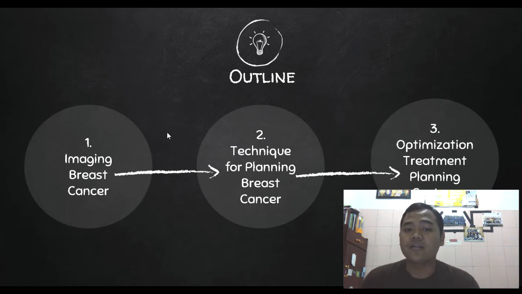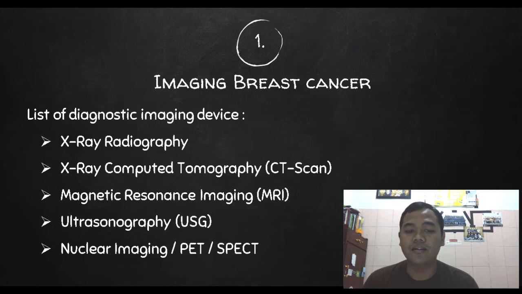My topic is divided into three subtopics, that is imaging for breast cancer, technique for planning breast cancer, and optimization of treatment planning system. As you know, cancer is a disease in which cells experience abnormalities and form many uncontrolled cells. In the case of breast cancer, cancer forms cells in the breast, usually in the vessel that drains milk to the nipple.